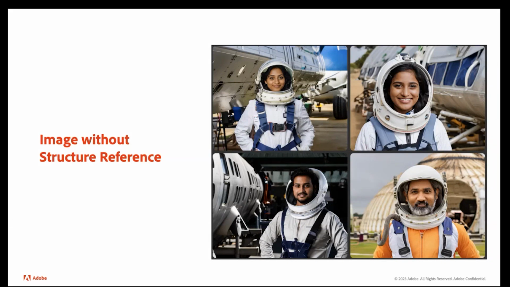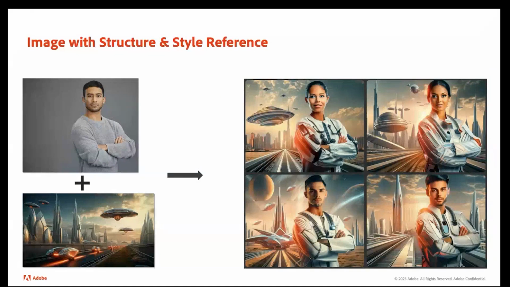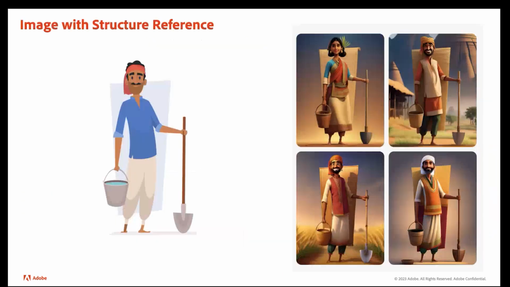So images without structure reference is this, where I had asked for an astronaut and got this, and I had asked for a pilot and I got that. And then here we gave a structure reference, wherein we ensure that we have a certain form for that model. And we also wanted a certain background, so we combined the two. We used a structure reference, which is the one on top, and a style reference, which is the one at the bottom. And we got this result, which is a merge of the two, right?